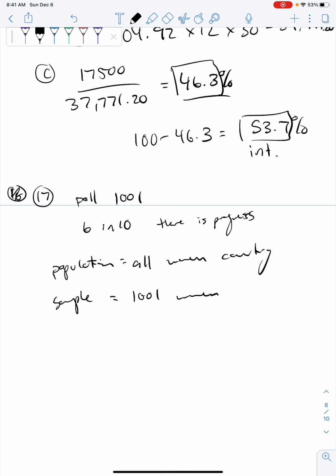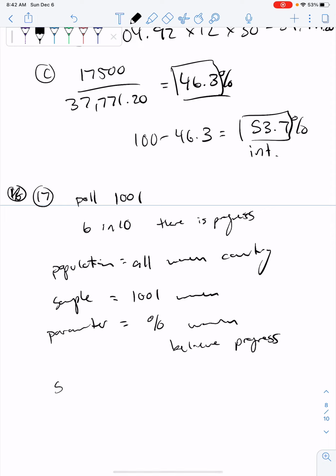Okay, the population parameter, remember, is what are they measuring? What is it that they're looking for? Or what is it that they measured in the poll? And what they measured was the percentage of all women in the country who believe there is progress. So that's what their parameter is. That's what they're trying to figure out, right? The percent of women that believe there's been progress.